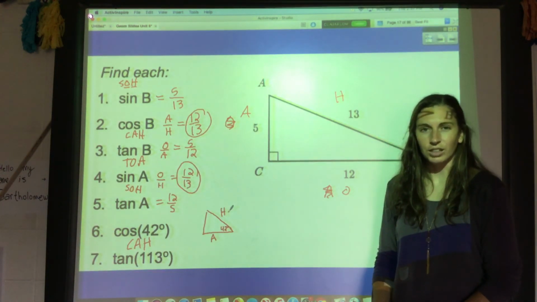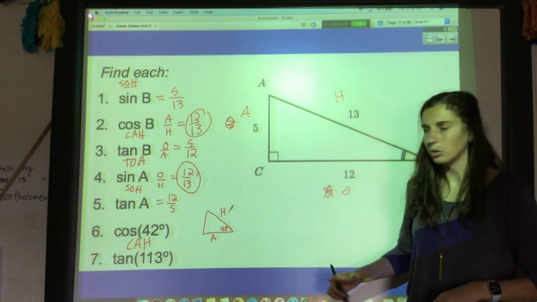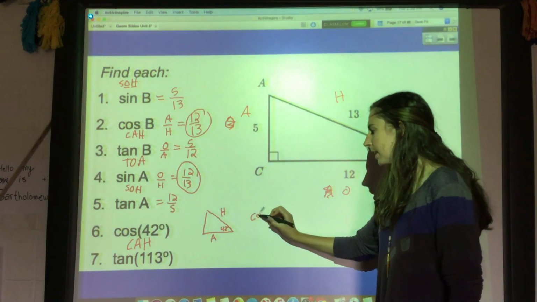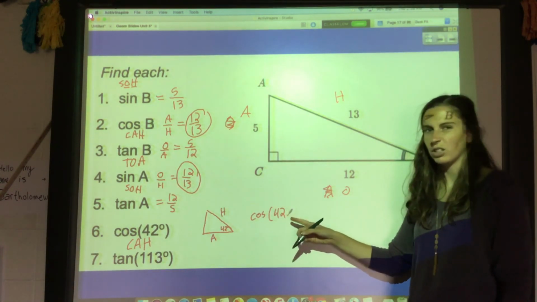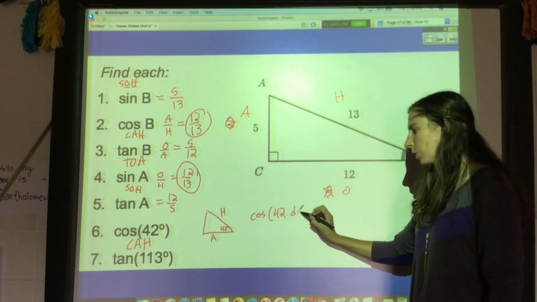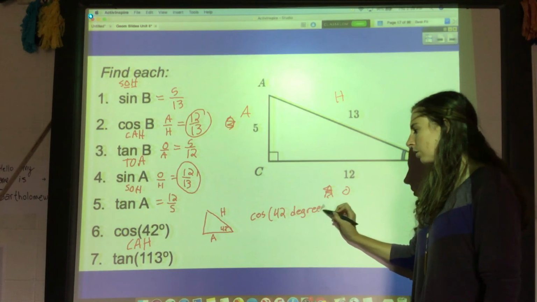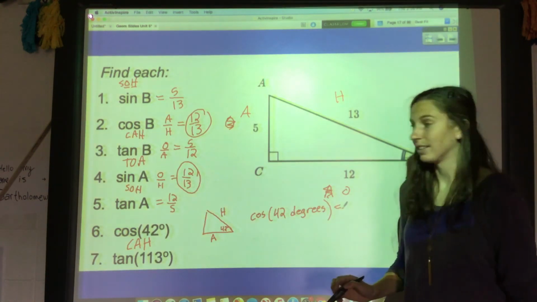The good news is your calculator does this for you. You can actually type it into Google if you want. You could just type in the cosine of 42, but you do have to specify it's in degrees because there's another way to measure angles that we'll talk about later. So type into Google the cosine of 42 degrees, and it will spit out the answer for you.